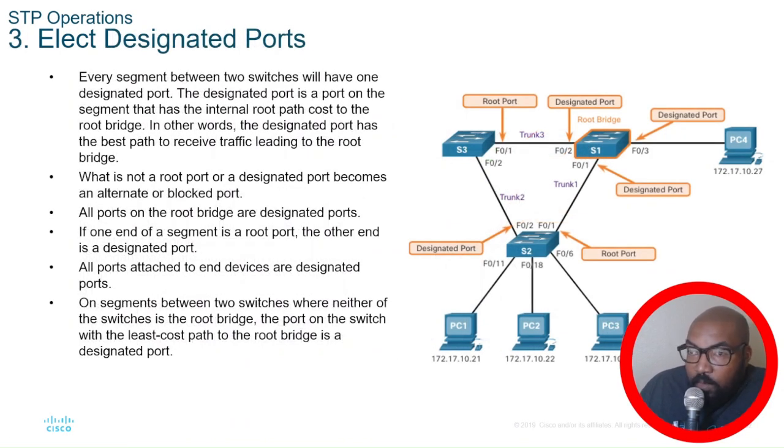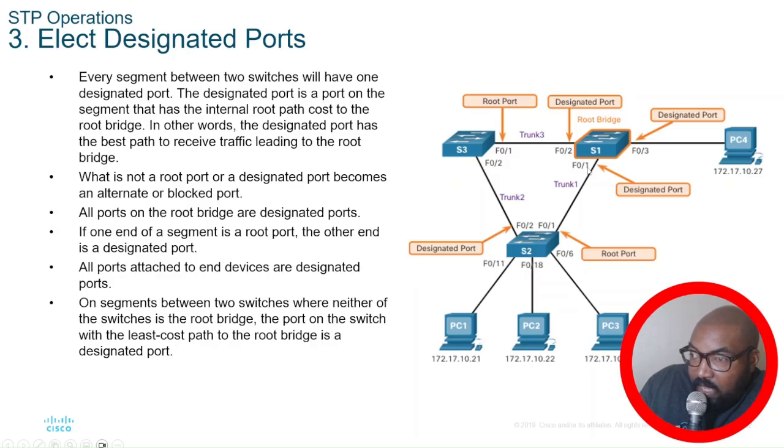So, elect designated ports. Every segment between two switches has one designated port. The designated port is a port on the segment that has the best internal root path cost to the root bridge. In other words, the designated port has the best path to receive traffic leading to the root bridge. Remember, designated ports go out away from the root bridge. Here's a root port as it's coming in. Designated port going out, root port coming in, as you can see.